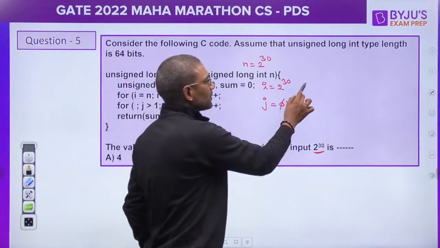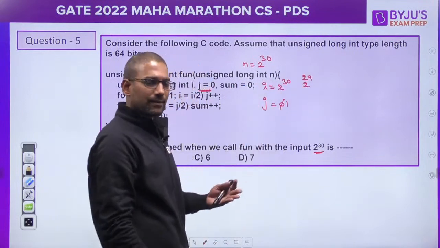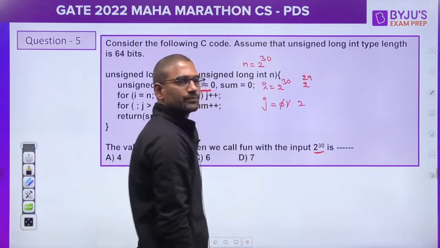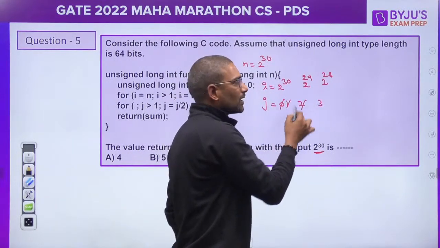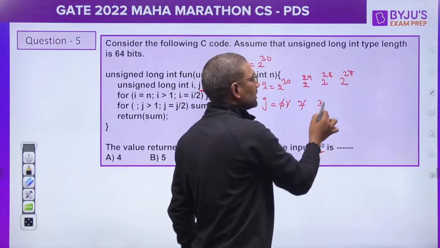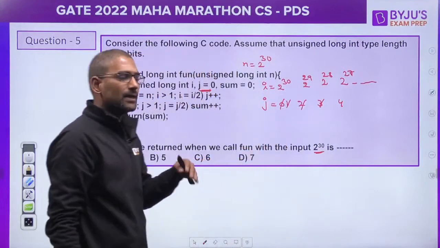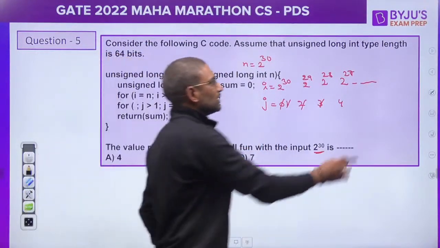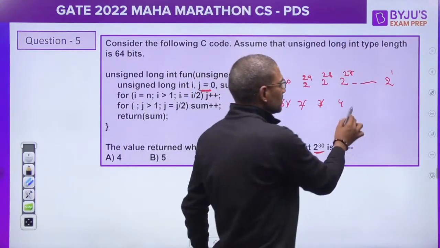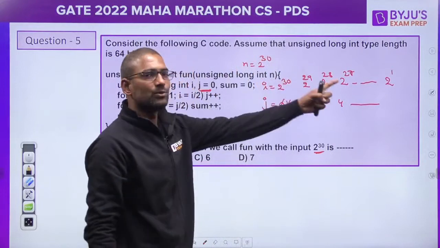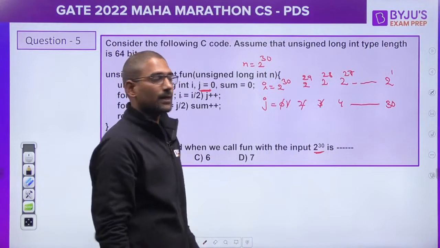Then i becomes 2 raised to 30 divided by 2, 2 raised to 29, which is greater than 1. So j becomes 2. Then i becomes 2 raised to 28, j becomes 3. Then i becomes 2 raised to 27, j becomes 4. Like this, how long does j get incremented? Until i is greater than 1. So i can take till 2 power 1, that is 2 greater than 1, true. So what would be the j value? 30 to 1 means 30 times you are incrementing, so j value would stop at 30.